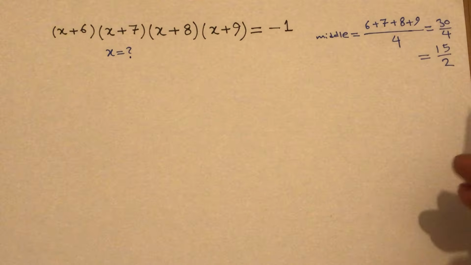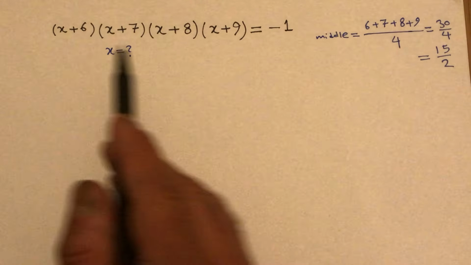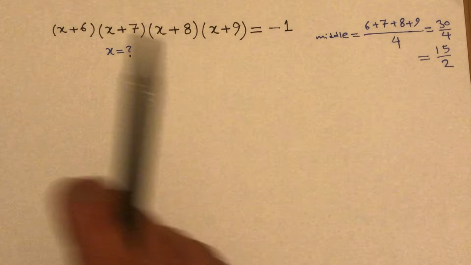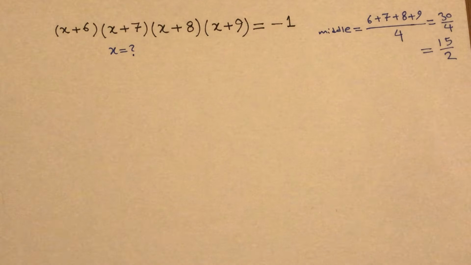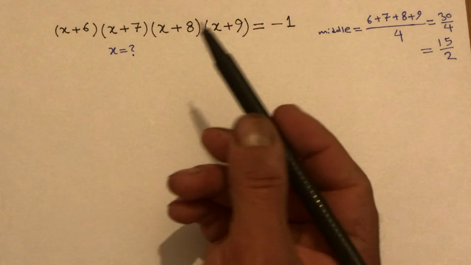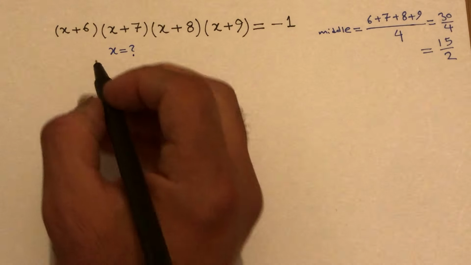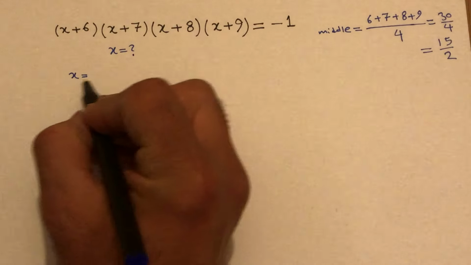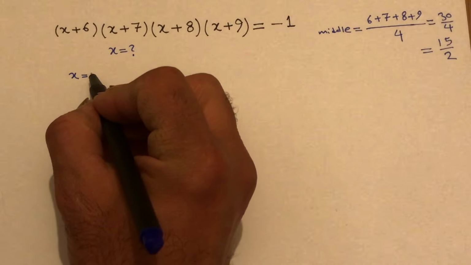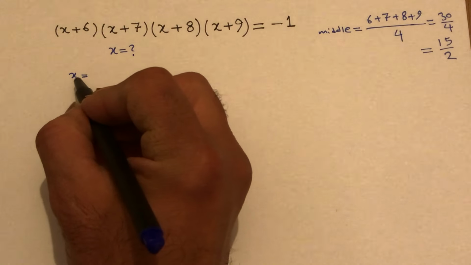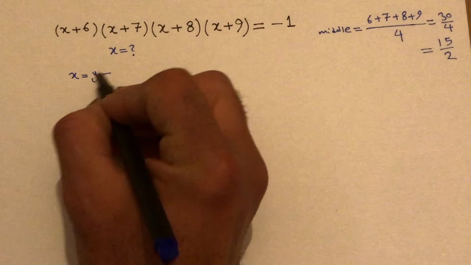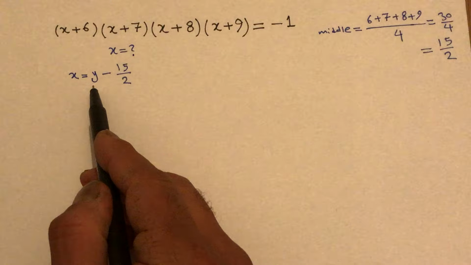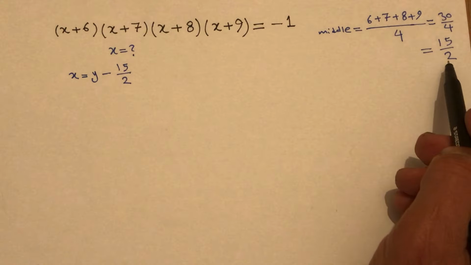So I can use this middle number to rename the parameter x to another parameter. I can define it here. X equals, it's just my new definition, y minus the new middle point. I subtract the new parameter from this new middle point.